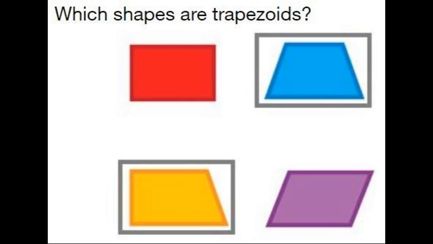Did you choose these two shapes, the blue and the yellow one? Trapezoids are quadrilaterals that have one set of parallel sides, not two. So the red rectangle and the purple parallelogram are not trapezoids.